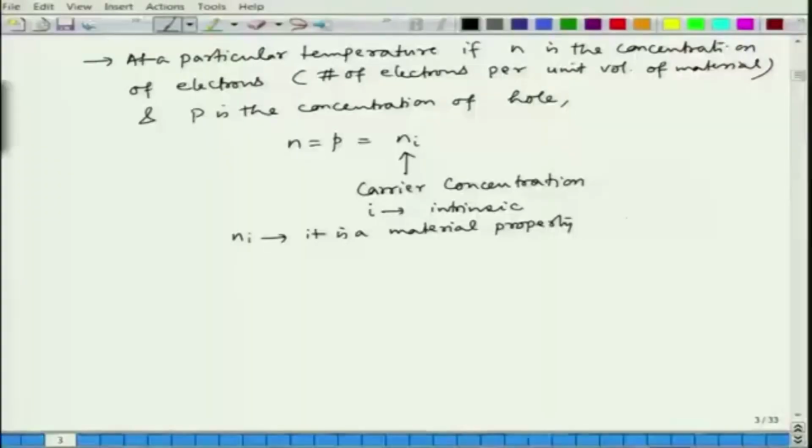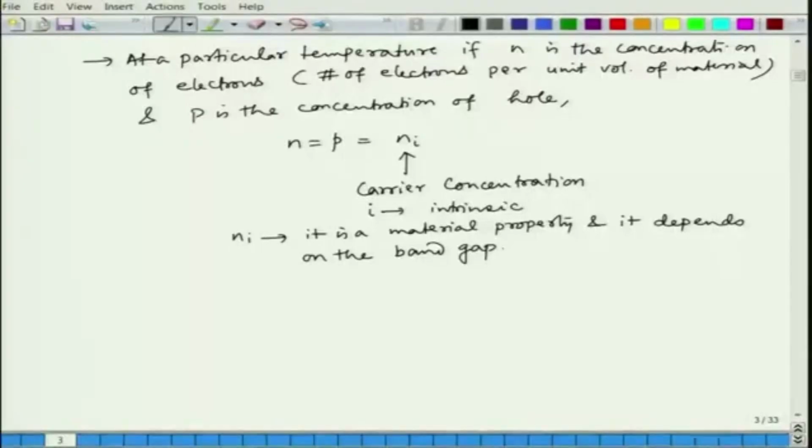And it of course depends on the band gap. Band gap determines how many electrons will be able to jump from the valence band to the conduction band to create one electron hole pair, and how many of those pairs will be created will depend on the temperature and of course the band gap. So, this is called the intrinsic carrier concentration.